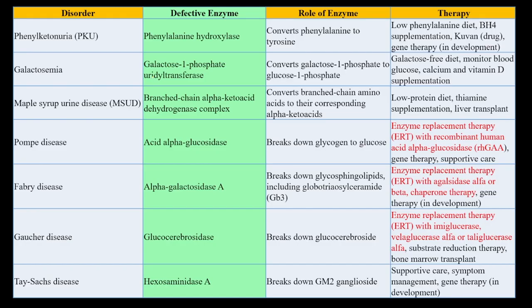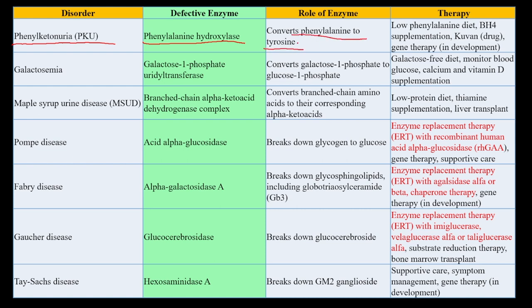So we have taken a few examples. So we can have the first example. There is phenylketonuria. Phenylketonuria is a genetic disease where you can have a problem with phenylalanine hydroxylase, the enzyme which is responsible for metabolizing the phenylalanine. And the role of this enzyme is that it converts the phenylalanine to tyrosine, right?